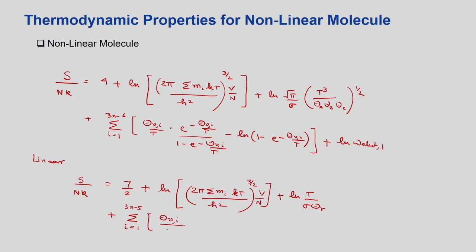Now, here I have written 3n minus 5 instead of 3n minus 6. That is the only change you have to make for this expression. Theta vi by T, then 1 minus e to the power of minus theta vi by T, minus ln of 1 minus e to the power of minus theta vi by T, bracket close, then ln of omega. Now, if you compare both these expressions for linear and nonlinear, you have 4 plus some value, while for the entropy of linear it is 7.2 plus some value. Obviously, for the linear molecule the entropy is lesser as compared to nonlinear molecules, owing to the fact that it has more degrees of freedom, because of the additional degrees of freedom due to the vibrational energy states. It is for this reason that you have a difference in the value of the entropy.